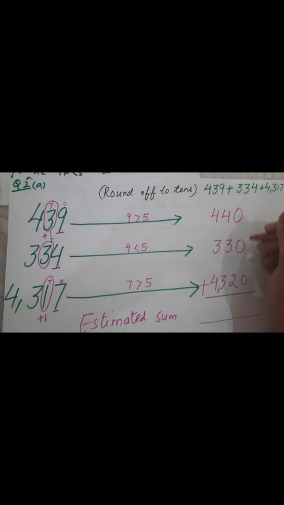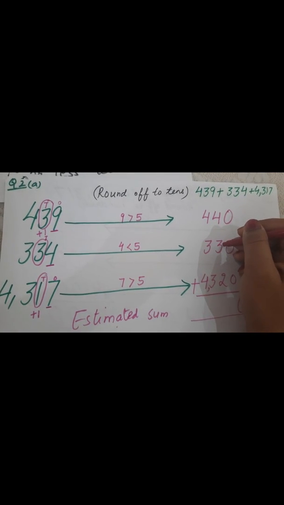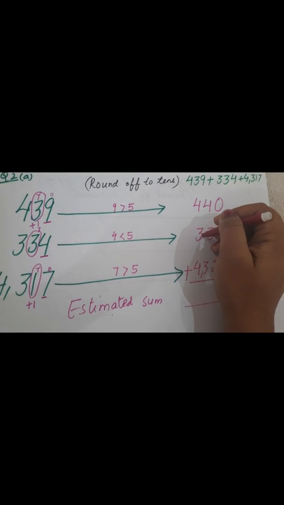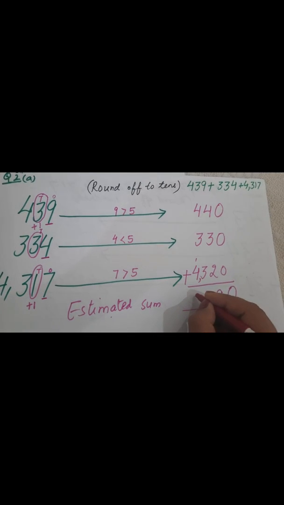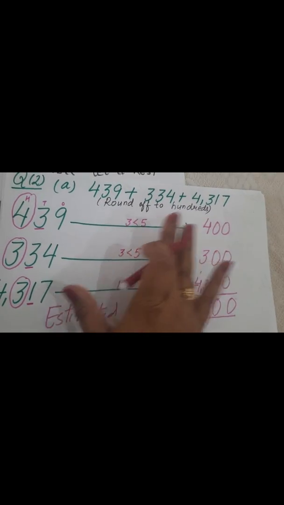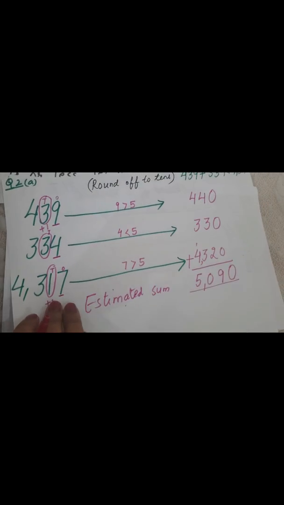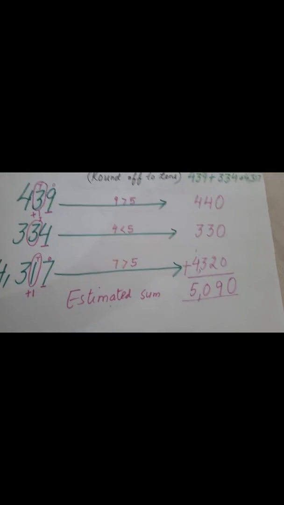sum. 0 plus 0 plus 0 will become 0. 4 plus 3 is 7, 7 plus 2 is 9. 4 plus 3 is 7, 7 plus 3 is 10, 1 carry, 1 plus 4, that is 5090. When we round off to the nearest 100, the answer will be 5000, and when we round off to the nearest tens, the answer will be 5090.